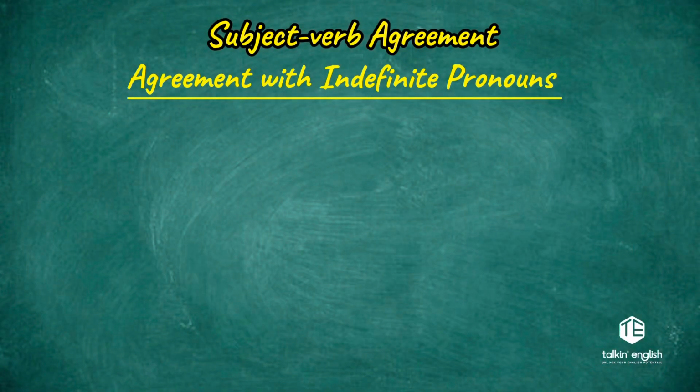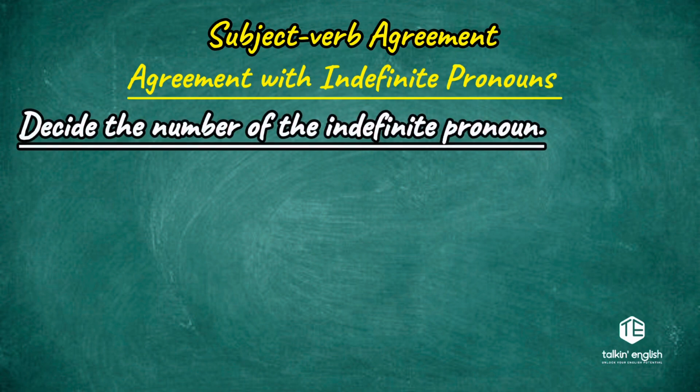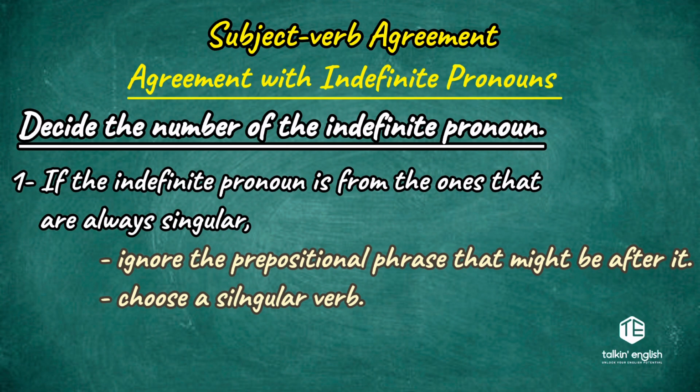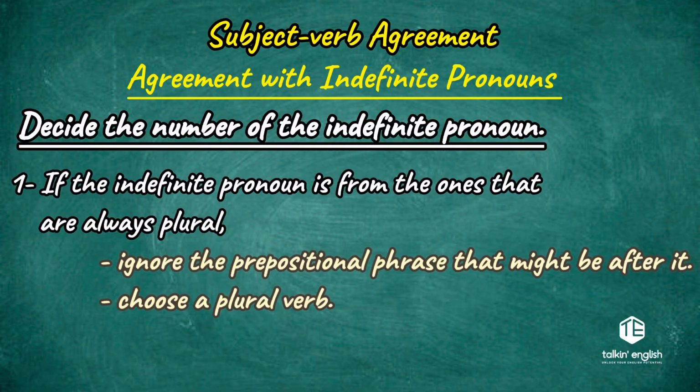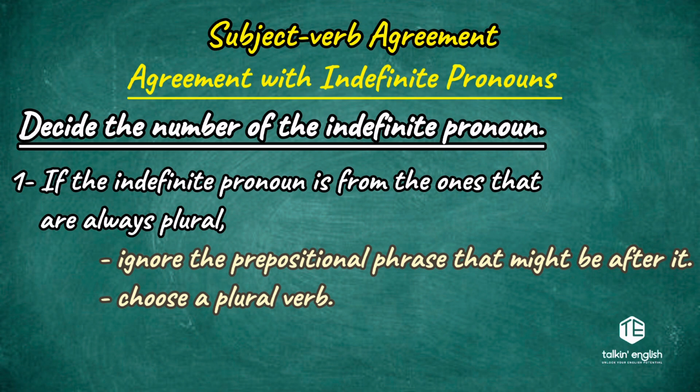Some steps are needed in order to answer questions about subject-verb agreement where the subject is an indefinite pronoun. First, you have to decide the number of this indefinite pronoun. If it is from the ones that are always singular, ignore the prepositional phrase that might be after this singular indefinite pronoun and choose a singular verb. If it is from the indefinite pronouns that are always plural, ignore the prepositional phrase that might be after this plural indefinite pronoun and choose a plural verb.